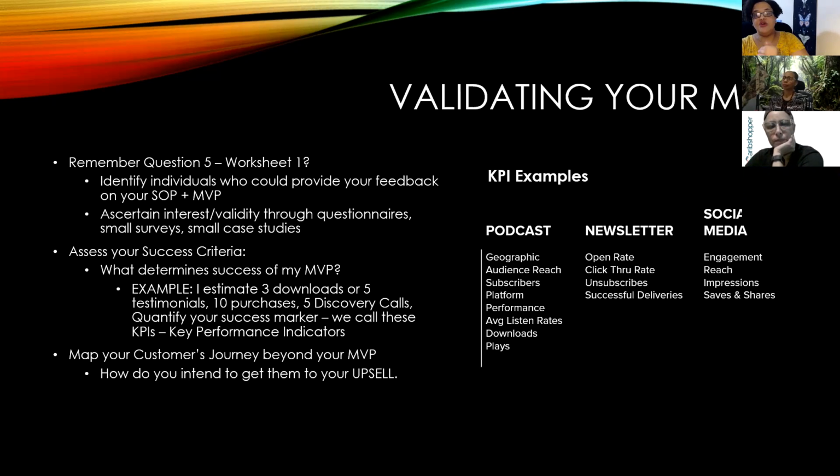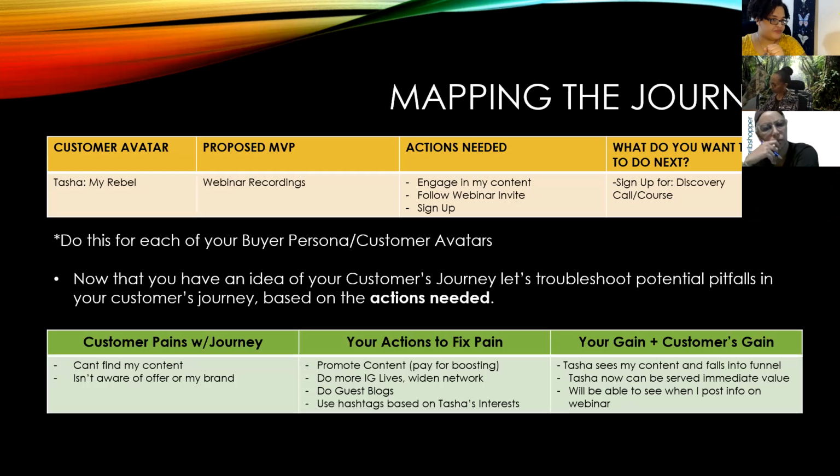Okay, great. So the next thing is to be able to map your customer's journey beyond the MVP, because remember, your MVP is a minimum viable or valued product. Your aim is to be able to upsell from this product, okay? So how do we do that? Here we go. So mapping a journey, you want to be able to do this for each of your customer avatars or buyer personas, all right?